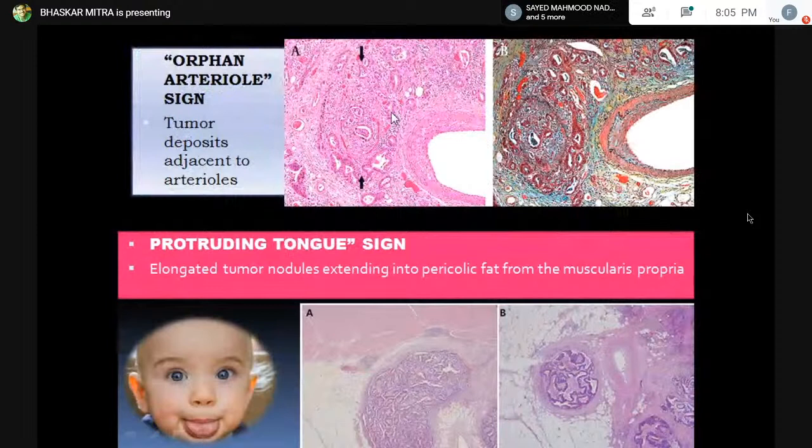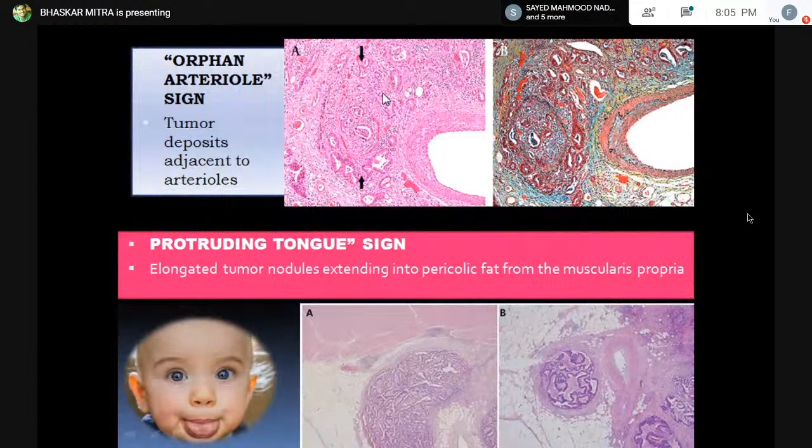Another is the protruding tongue sign. It is nothing but an elongated tumor nodule extending beyond the pericolic fat from the muscularis propria. These are the muscle layer. From here, the tumor nodules are extending outside. This is called the protruding tongue sign. Here again, the nodules are extending. This is the orphan arterial sign, where the tumor deposit is adjacent to the arteriole, and this is the protruding tongue sign.